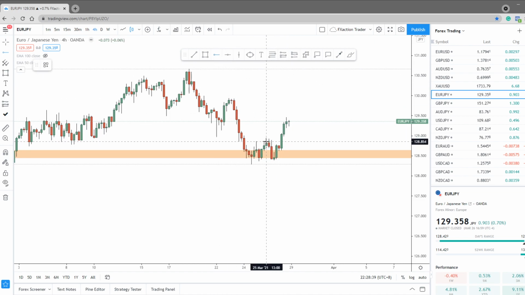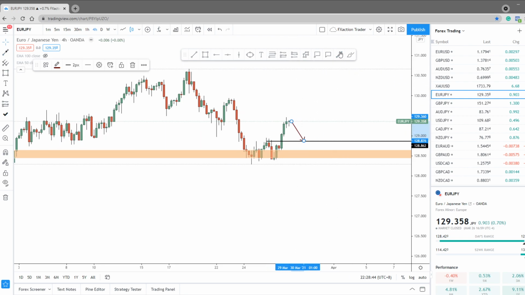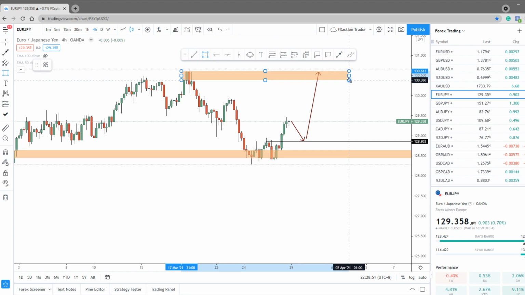We can wait for the market to do a pullback to retest this structure, or this neckline, and continue to enter for a buy trade. The safest take profit area is at the previous top level.